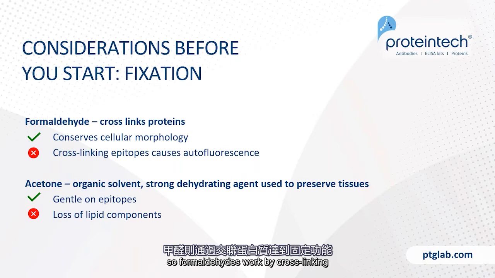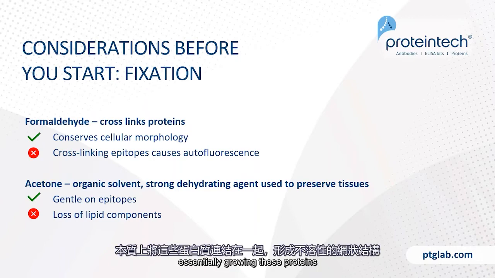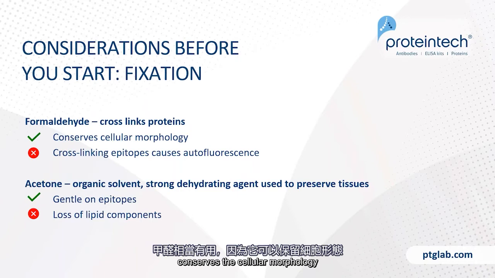Formaldehydes work by cross-linking proteins, so formaldehydes such as paraformaldehyde or formalin create covalent cross-links, essentially gluing these proteins together to form an insoluble meshwork. Formaldehyde is good because it conserves the cellular morphology. However, this cross-linking of proteins can mask epitopes and can also cause autofluorescence if using a fluorescent detection system.